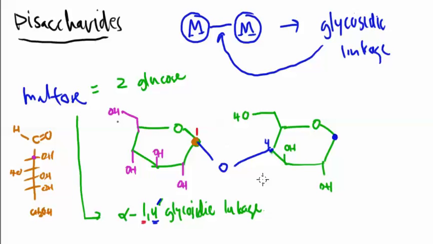So again, maltose, also known as malt sugar, is 2 units of glucose joined with an alpha 1,4 bond. So stay tuned. In the next video we'll look at some other disaccharides and we'll see how they're different.